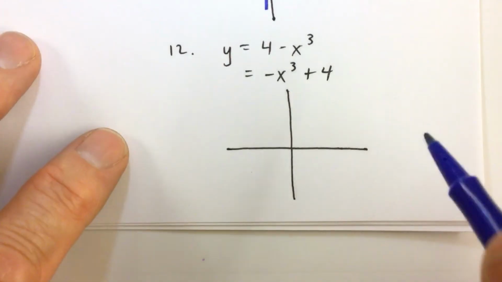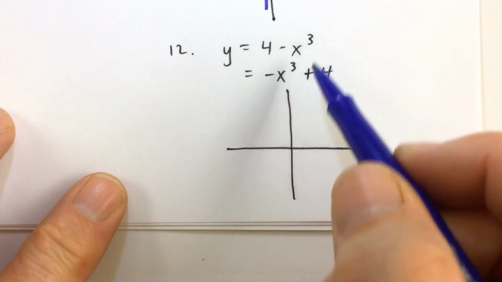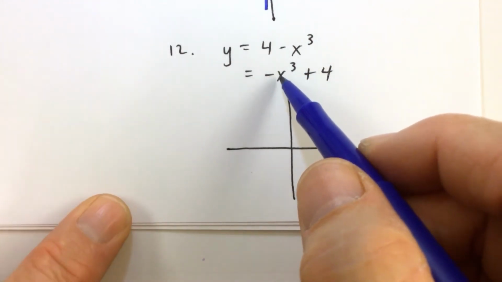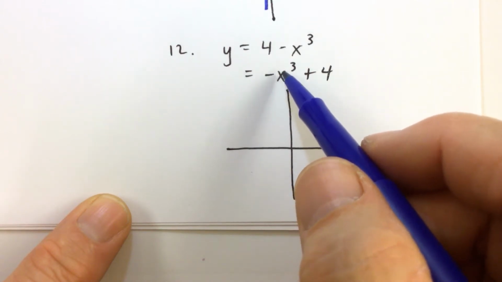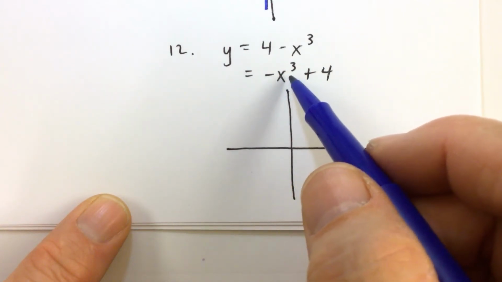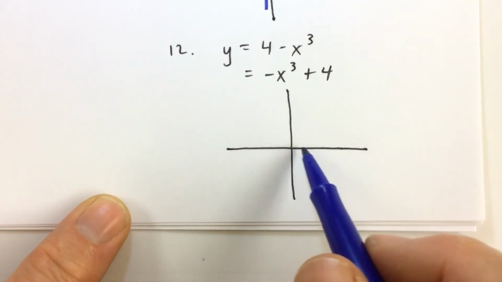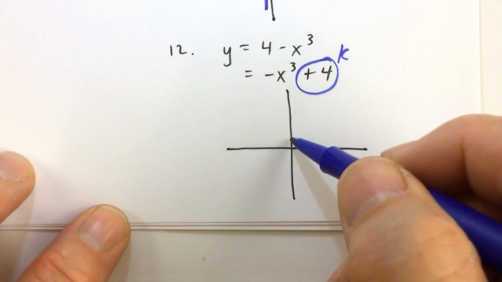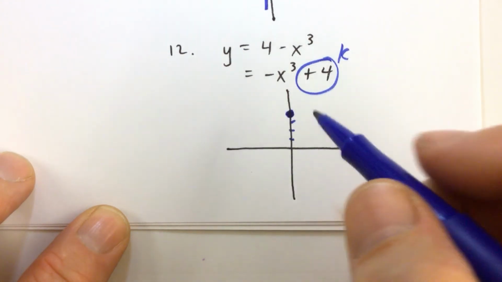And finally, number 12, I rewrote number 12. Instead of 4 minus x cubed, I wrote negative x cubed plus 4. So noticing here, we don't have the set of parentheses anymore. We just have an x. All that means is h is 0. I'll say it again. If we don't have x plus anything or x minus anything being cubed, then the h value is 0, meaning we don't shift the original graph of x cubed left or right. We just go up 4. Since k is equal to 4, we're just going to go up 4. 1, 2, 3, 4. And our inflection point then is at 0, 4.